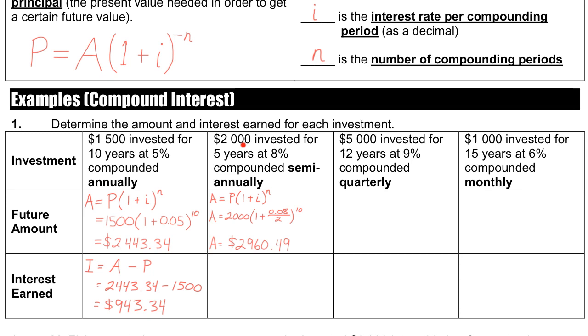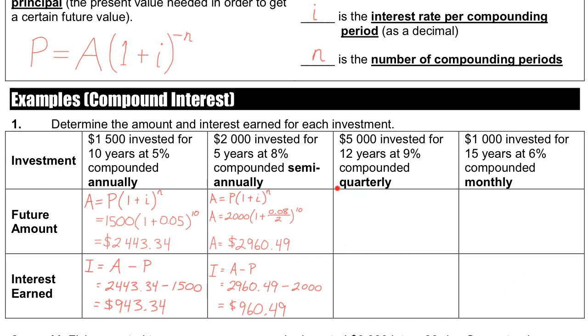Regardless, what's the interest? Well, we started with $2,000. We ended with $2,960.49. So the interest is just the difference between those. So with a $2,000 investment, you're earning $960.49 in interest over the span of 5 years. The other two investments are pretty much the same. It's just the compounding is different.